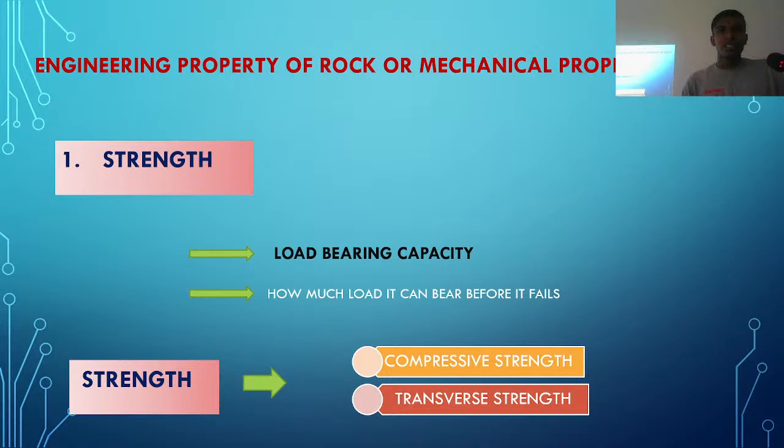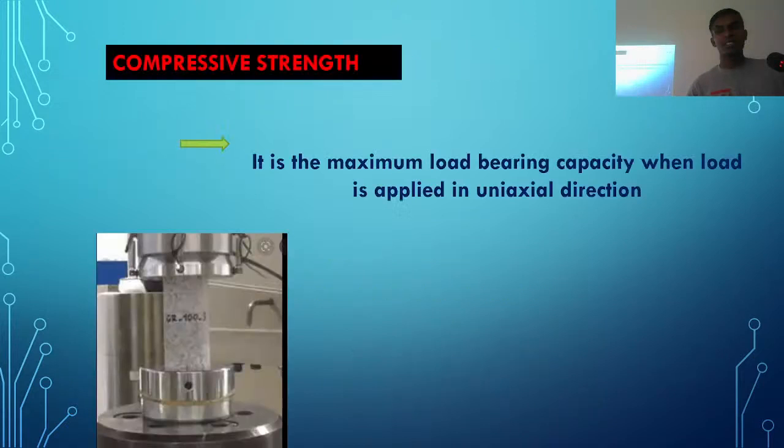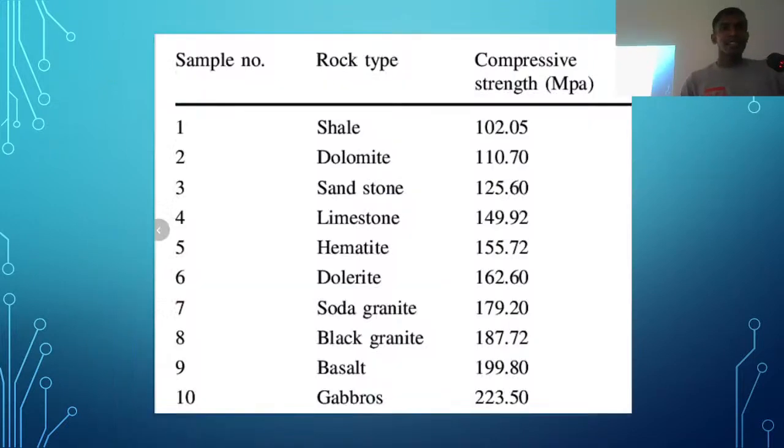Next slide. Engineering properties of rocks, or mechanical properties of rock. Strength is load bearing capacity: how much load it can bear before it fails. Strength is of two types: compressive strength and transverse strength. Compressive strength is the maximum load bearing capacity when load is applied in a uniaxial direction. Laboratory test.